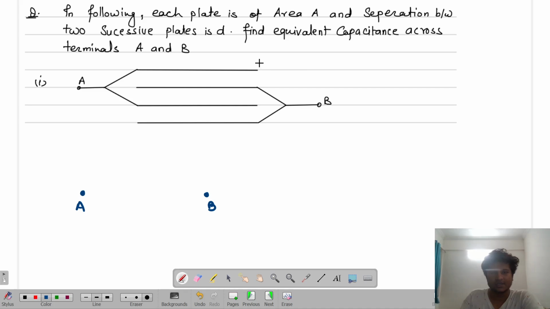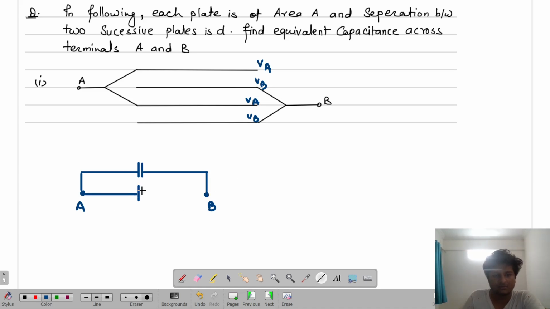Here it is V of A. Here it is V of B. Once again V of A, once again V of B. Now I start from the first point, VA to VB. I can draw one capacitor, isn't it? Because there is a change in potential. Then once again you are going from VB to VA, in the opposite direction, but another parallel one, isn't it? You have to always draw between A and B. Remember that. And once again VA to VB, there is one more.